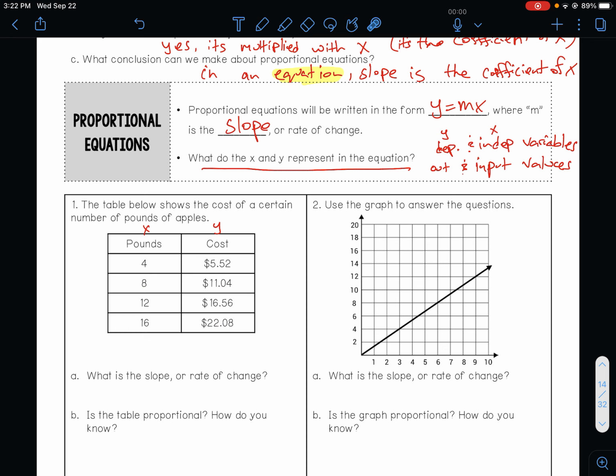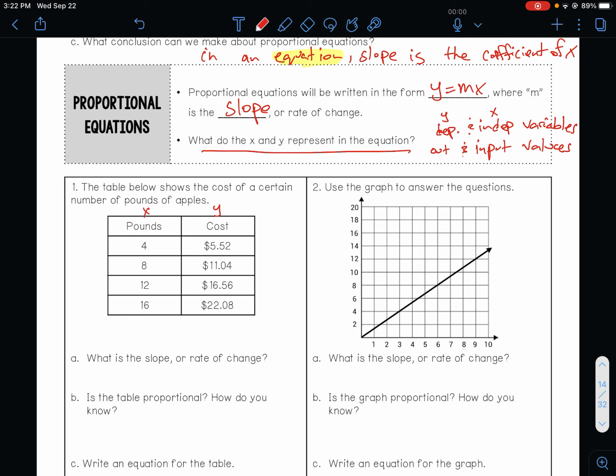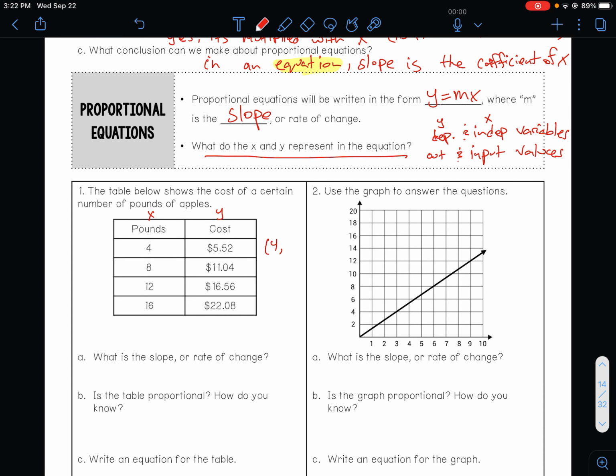So, what is the slope or rate of change? Well, we can figure out the slope or rate of change by doing, remember, y over x. So, any y over x, you can choose this point or this point or this point or this point. I'm going to choose the first one. The numbers are smaller, so let's do this point, which is 4 and 5.52.